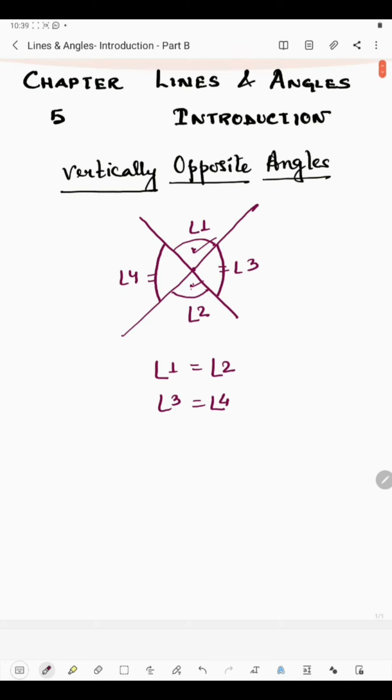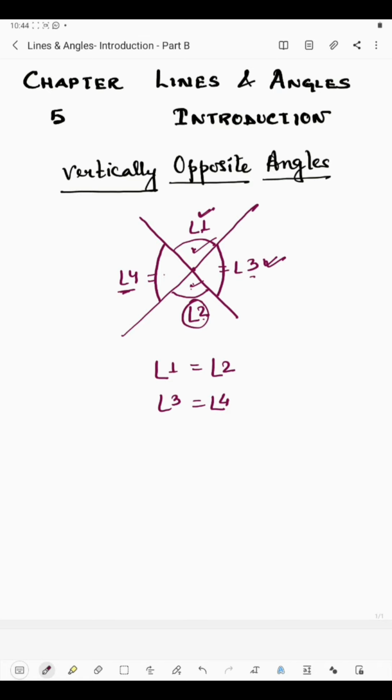So vertically opposite angle means when two lines intersect, the angles formed are known as vertically opposite angles. Here we have got four angles, isn't it? And opposite means if you are considering this angle, then the angle in front of it is this, so these two will be equal. Again, if you are considering angle 3, then the angle in front of it is angle 4. So these are vertically opposite angles, and vertically opposite angles are equal.